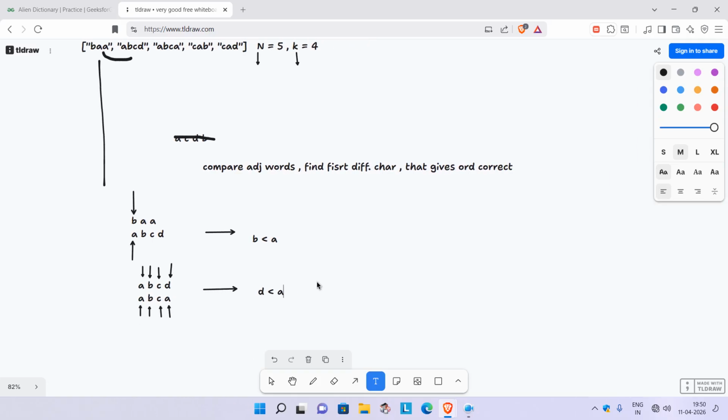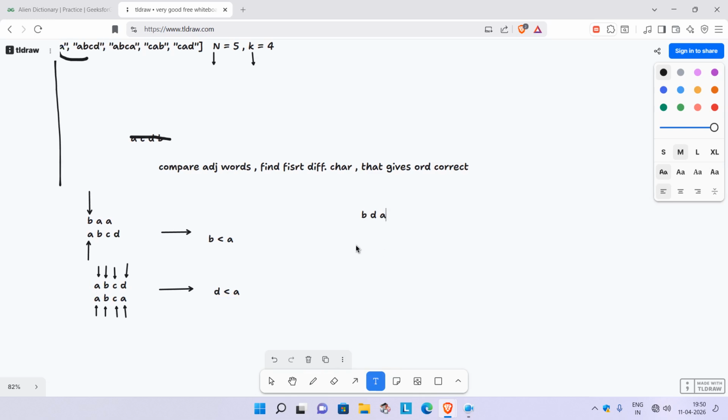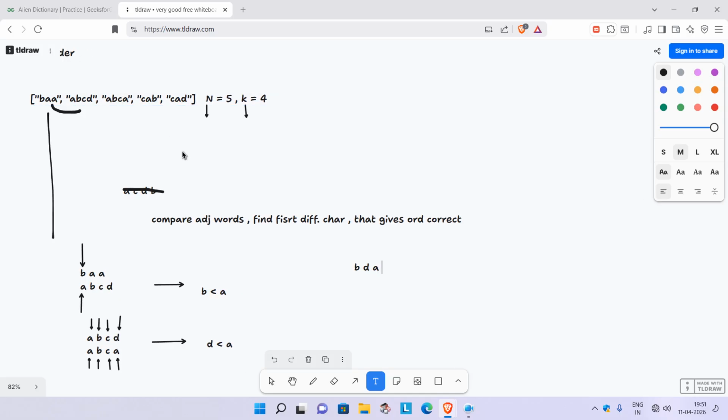Side by side, we can also write what order we can find from this data. B should come before A. Now we see D should come before A, so D has to be written before A. Now, from this and this string, A and C are different, so A is less than C, meaning A should come before C. This gives me the relation between A and C.